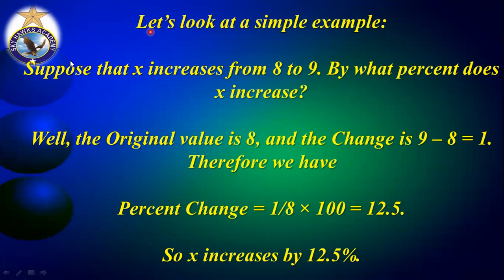Suppose that x increases from 8 to 9. By what percent does x increase? Well, the original value is 8, and the change is 9 minus 8, which is equal to 1. Therefore, the percent change is 1 over 8 times 100, equal to 12.5. So x increases by 12.5 percent. This is the best use of that formula.